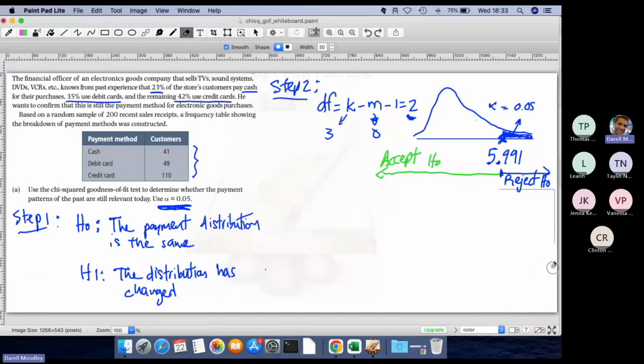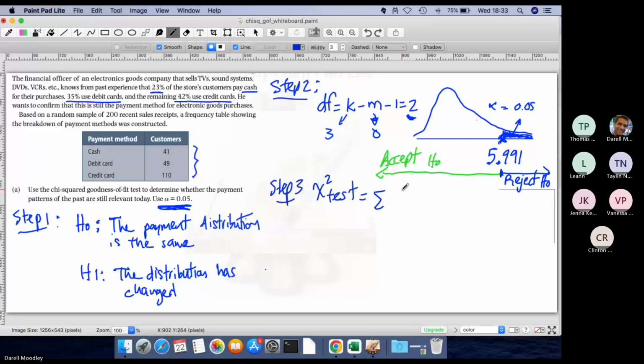Okay, now let's move to step 3. Step 3 is to calculate your chi-squared test value. So you have to calculate this value here. Now the formula for that is sum of F0 minus FE all squared divided by FE.